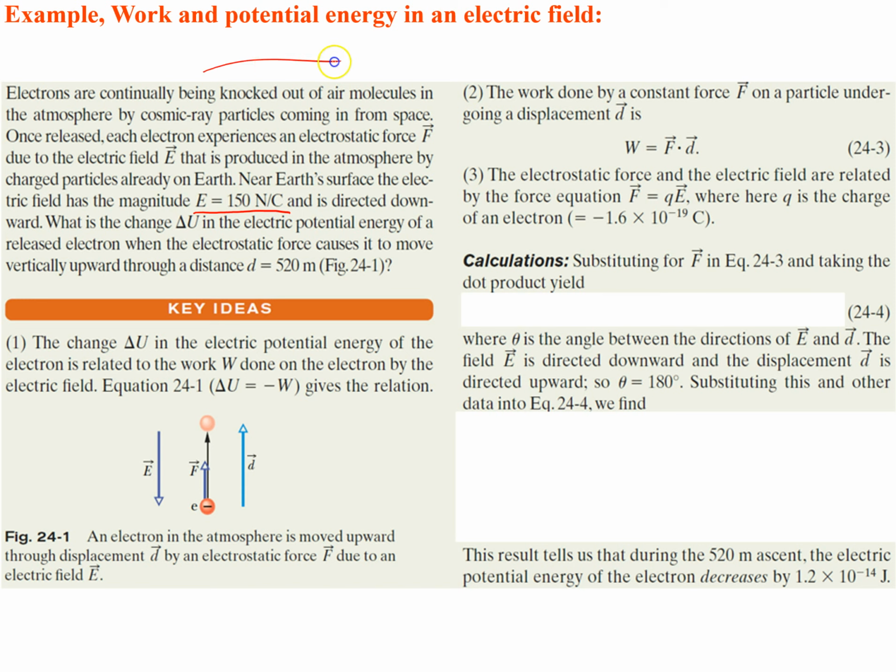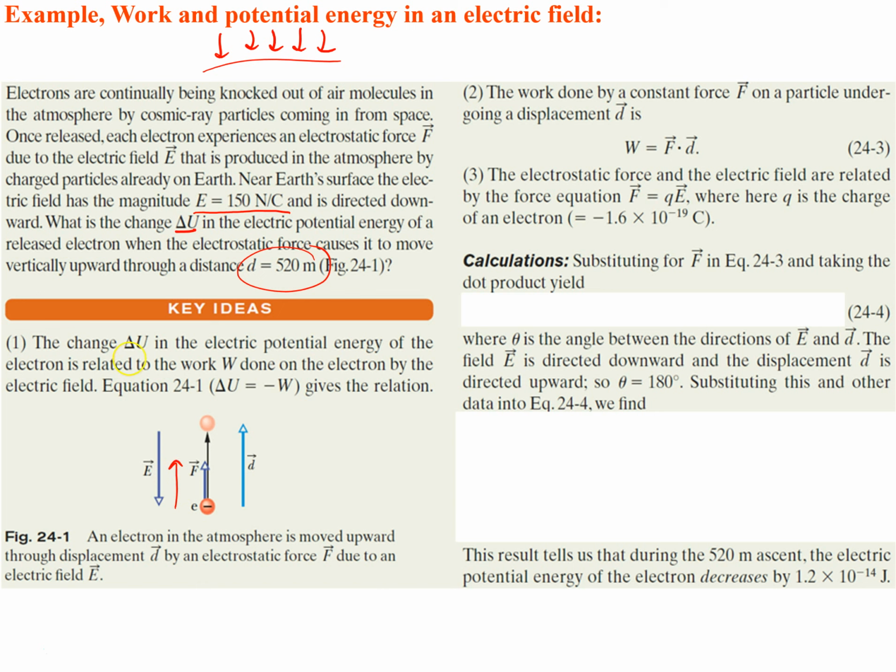All right, so we're near the Earth's surface. Our electric field is going to be going in the downward direction. What is the change in potential energy, delta U, in the electric potential energy of a released electron when the electrostatic force causes it to move vertically upward through a distance of 520 meters? So we're going against the electric field, which means our force is in this direction, which means we're going to have some work being done.